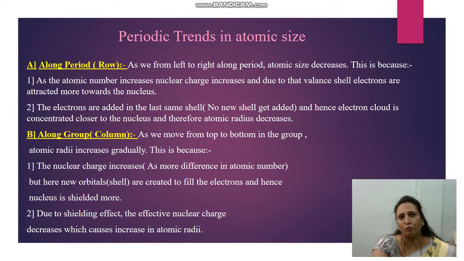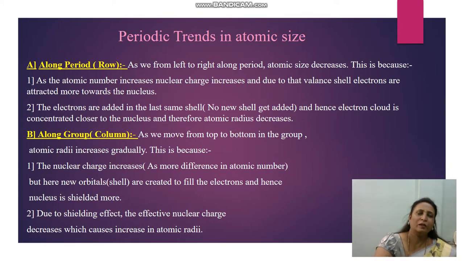Along period, as we move from left to right, atomic size decreases. This is because as the atomic number increases, all of you know that number of protons and electrons increases. Protons get added to the center part, that is nucleus. Electrons get added to the extranuclear part, that is in orbital. So because of addition of protons, nuclear charge increases, which attracts last electrons towards itself, and because of attraction of electrons due to nuclear force, shrinking of last valence shell takes place, and because of shrinking of this last valence shell, atomic size decreases from left to right.